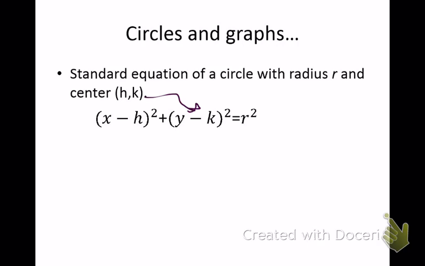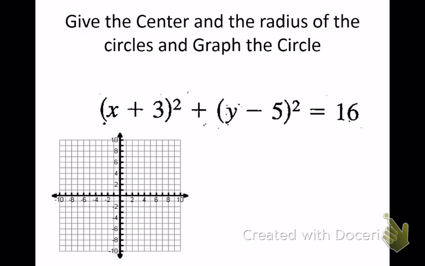And we just saw that this side is equal to the radius squared. So to find the radius, we'd have to square root whatever number's in here. Okay? All right, let's try it out. Here is the equation of a circle. We want to graph it. So we need to know where the center is, and we need to know what the radius is.